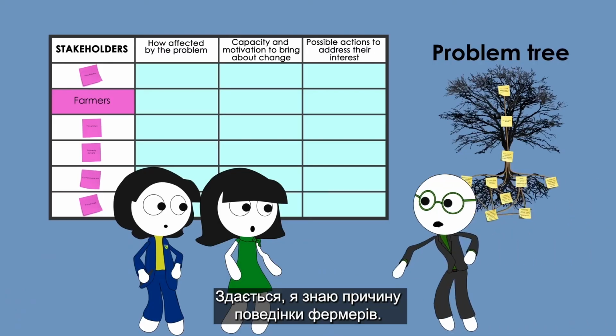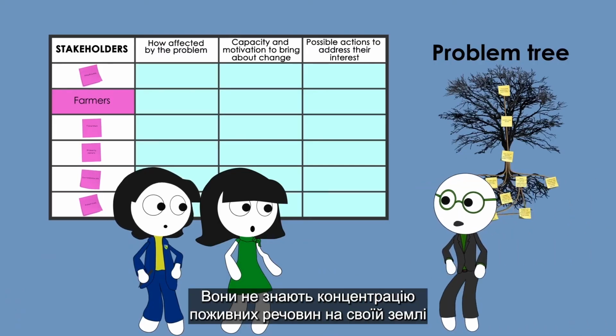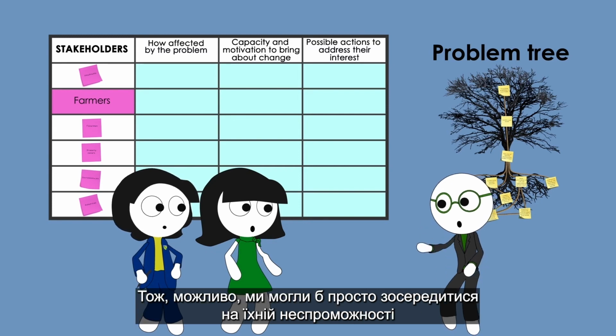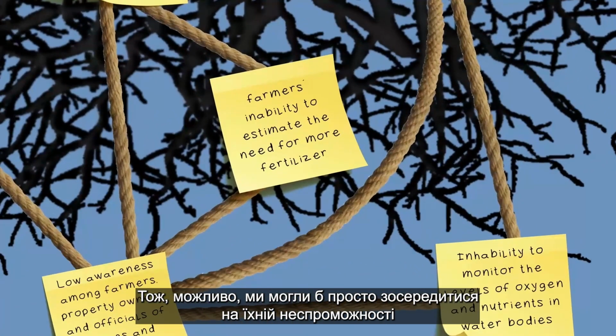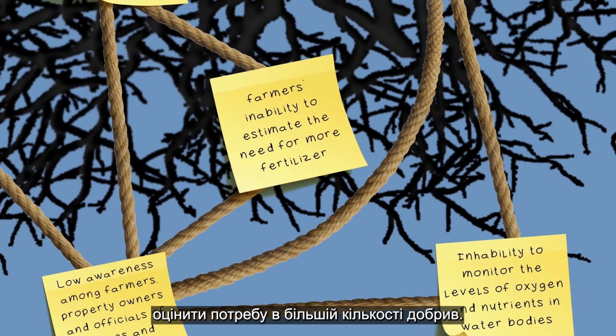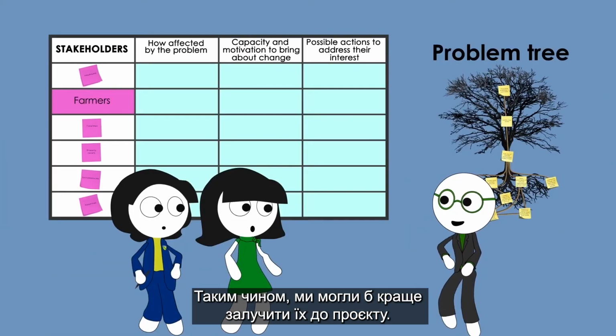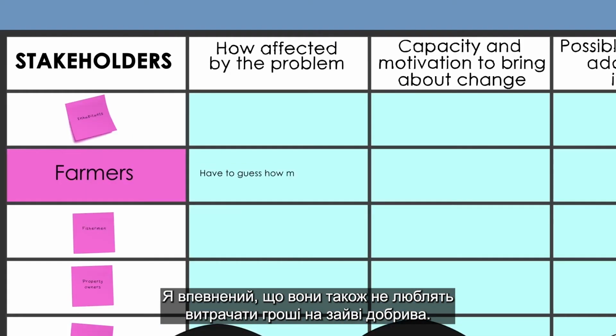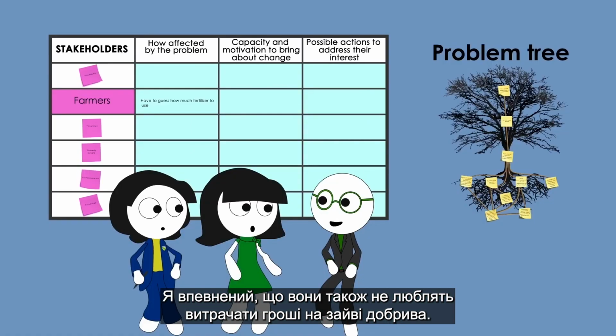I think I know the reason behind the farmers' behaviour. They don't know the concentration of nutrients on their land and fear under-fertilisation with lower production as a result. So, perhaps we could just focus on their inability to estimate the need for more fertiliser. This way, we could engage them better into the project, because I really think we need them. I'm sure they also don't like wasting money on unnecessary fertiliser.